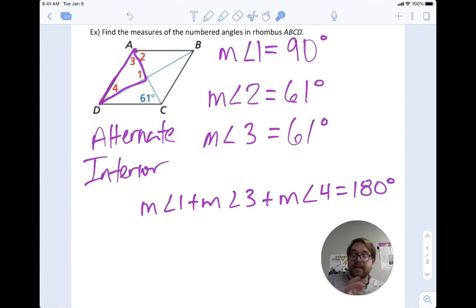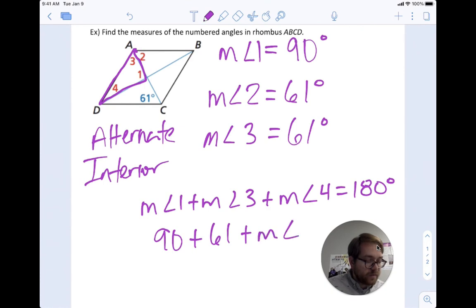So here, we're not necessarily using a property of a rhombus, but we're using our geometric skill of being able to identify these different shapes. In this rhombus, when we have these two diagonals crossing each other, we see that it's actually forming triangles. And if you can identify that, then you can start to work with the angles inside of that. So the measure of angle 1 is equal to 90. The measure of angle 3 is equal to 61, and we don't know the measure of angle 4 yet.